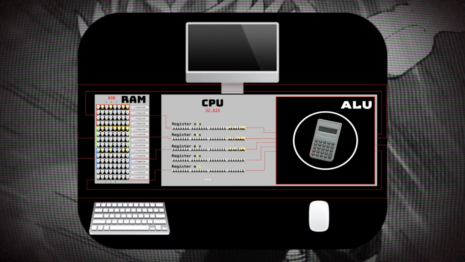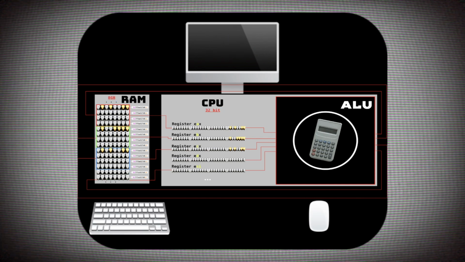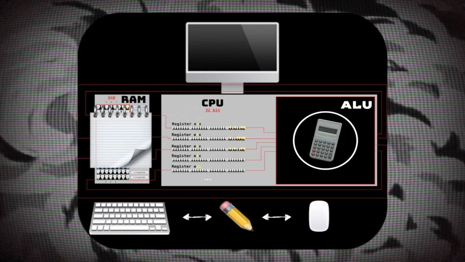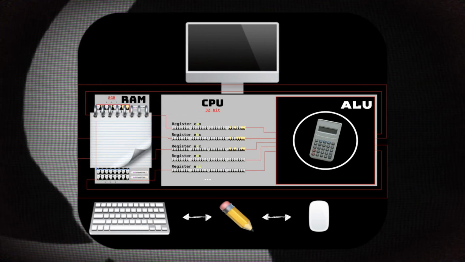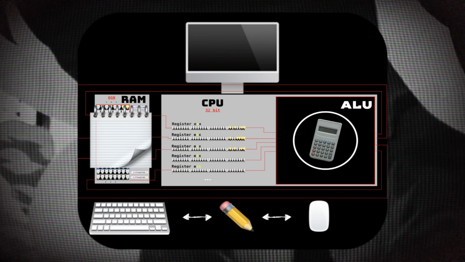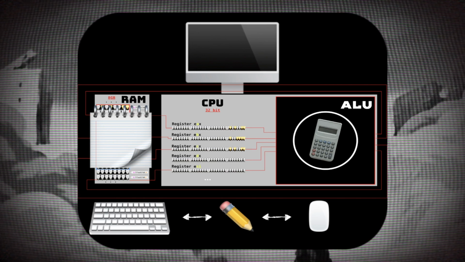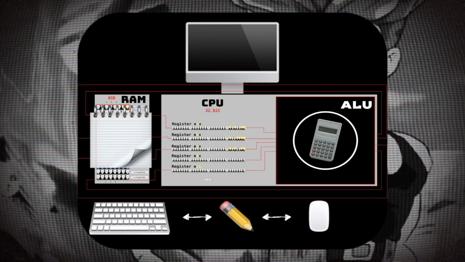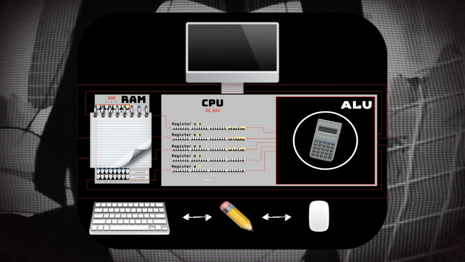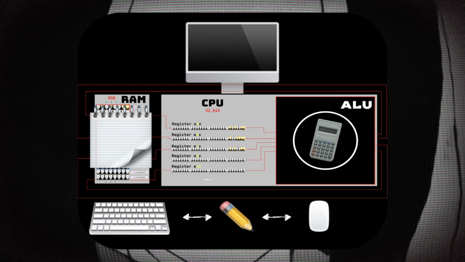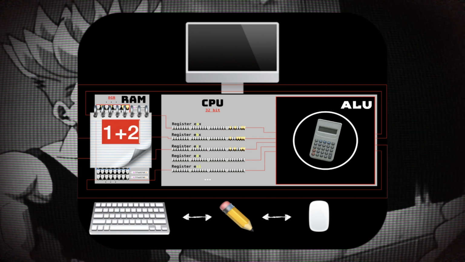So to explain it like I'm five, we can say that the keyboard and the mouse are like a pencil, and the RAM is like a notepad, an electrical notepad, in which we can write stuff. Of course, I'm talking about binary numbers. But with binary numbers, we can encode whatever we want. So let's assume I want to get the result of 1 plus 2. Well, I will write in my electrical notepad 1 plus 2.